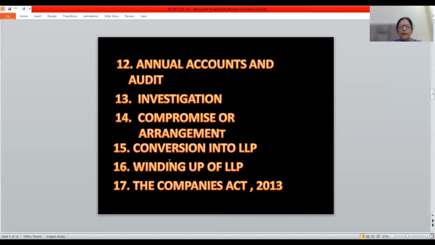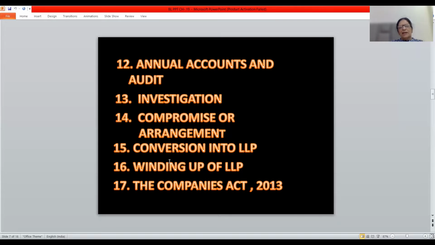Conversion into LLP. A partnership firm can be converted into an LLP, or a private company can be converted into an LLP, or an unlisted public company can be converted into an LLP. There are some provisions contained under sections 55 to 58 of the LLP Act 2008. Schedules 2, 3, 4 and sections 55 to 58 shall be applicable.